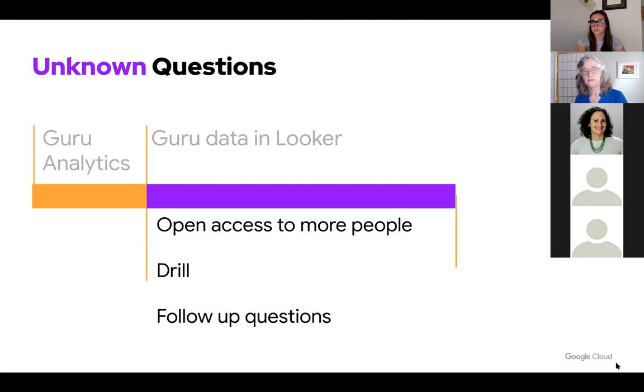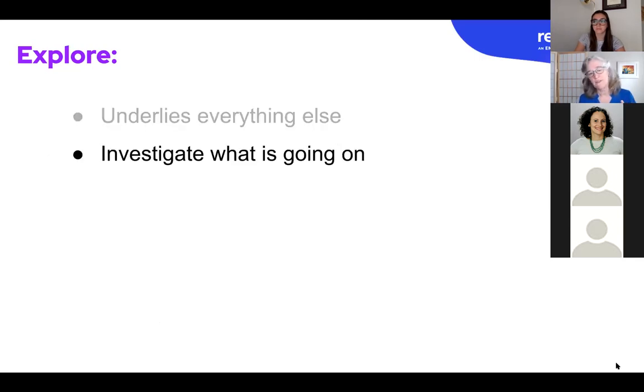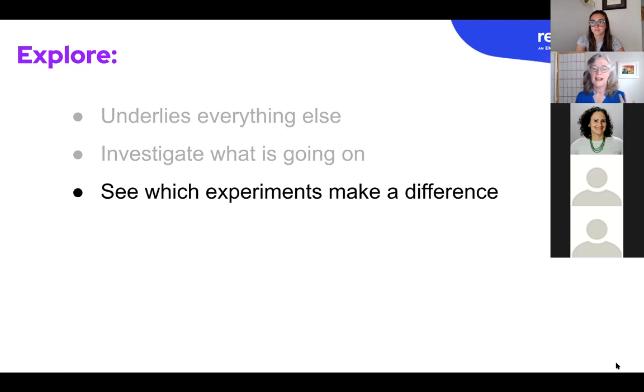One of the strengths of Looker is you can ask a real person, not somebody in a data analysis team necessarily, can ask the next question and the next question and the next question. They don't have to wait in line. They don't have to send a request. You just set up the permissions appropriately and go for it. So Explorer underlies everything else and helps you investigate what's going on. And you can see which experiments make a difference.